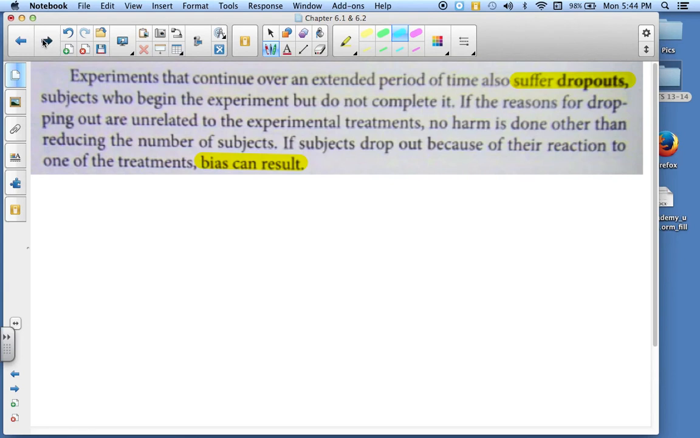Then you have something called dropouts. Let's say it's over a long extended period of time, and people don't complete the experiment and drop out. If they're dropping out because of things unrelated to the experiment, that's okay because it just reduces the number of subjects. But if they're dropping out because they have a reaction to one of the treatments, that can cause bias, and that needs to be documented.